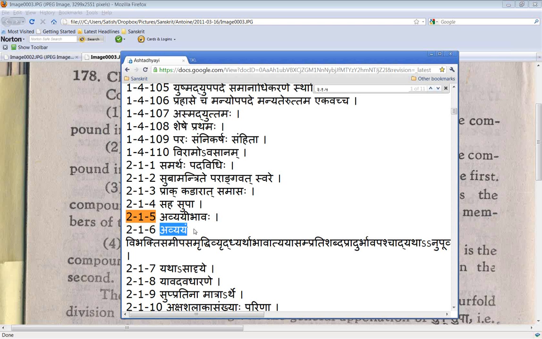The main sutram is 2.1.6, and that says avyayam. And the third thing, which we just saw, is purapadasya pradhanyam. Does it have the pradhanyam or not? When you see a compound in front of you, you want to attack the problem with all these weapons. It's like you take it to a testing lab, put it through all these tests, and see what kind of compound it could be.